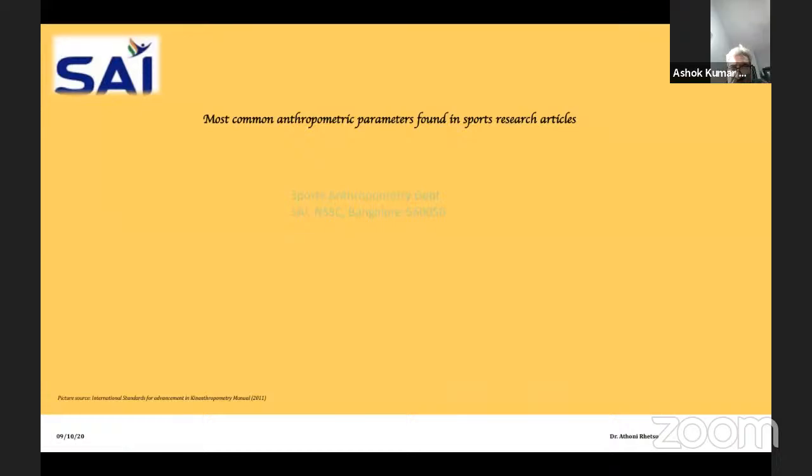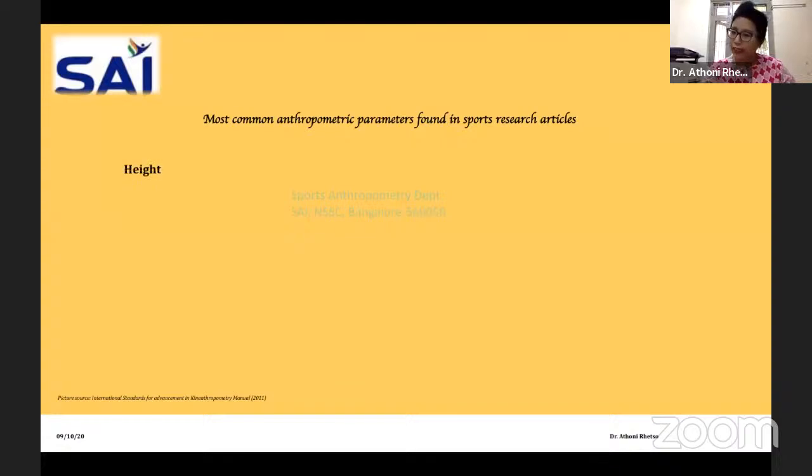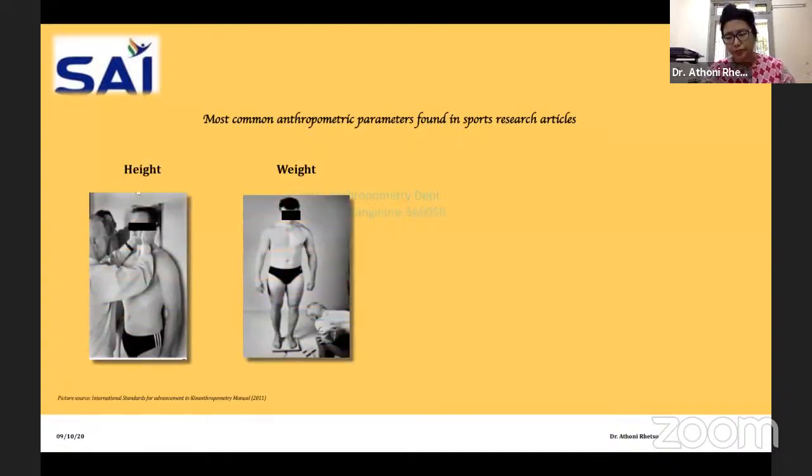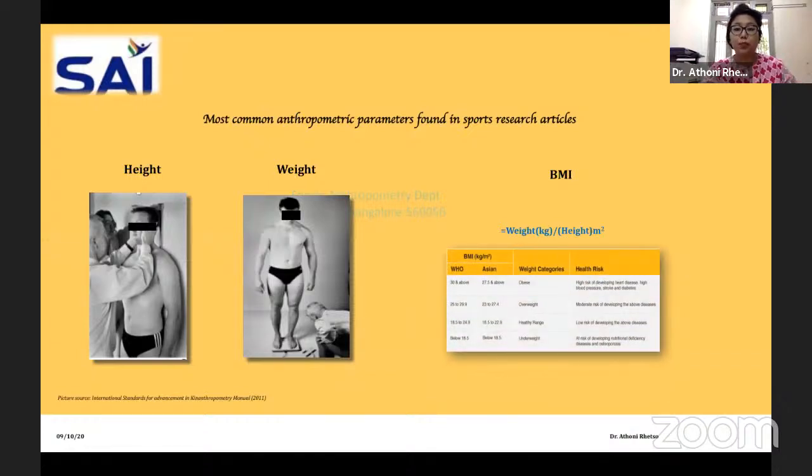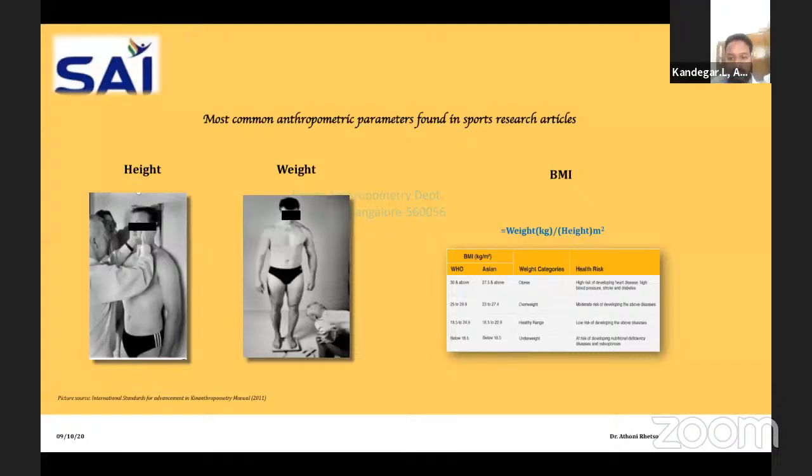Okay, so when you look at the research articles, the most common parameters you'll find are, one, the height; the second, the weight; and the third, possibly, BMI. You'll find this in most research articles. I've gone through lots of research articles, and BMI is one of the most common parameters found in sports-related research. Now, what does BMI do? BMI takes into consideration only your height and weight and categorizes a person into underweight, normal weight, overweight, and obese categories.